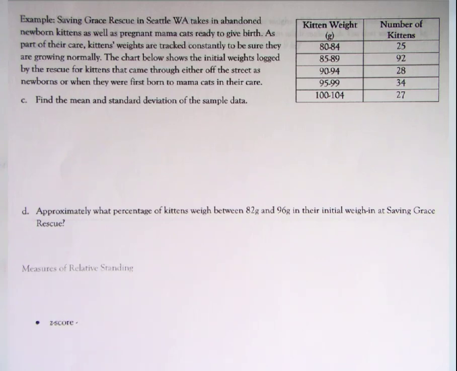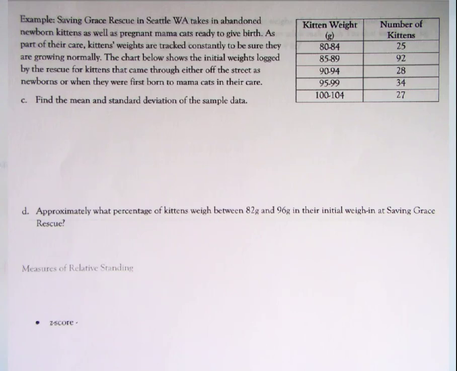Saving Grace Rescue in Seattle, Washington takes in abandoned newborn kittens as well as pregnant mama cats ready to give birth. So here we have a frequency distribution table that shows the weight of the kitten in grams as well as the number of kittens that fall in that category. And what we're asked to do is to find the mean and the standard deviation of this sample data.